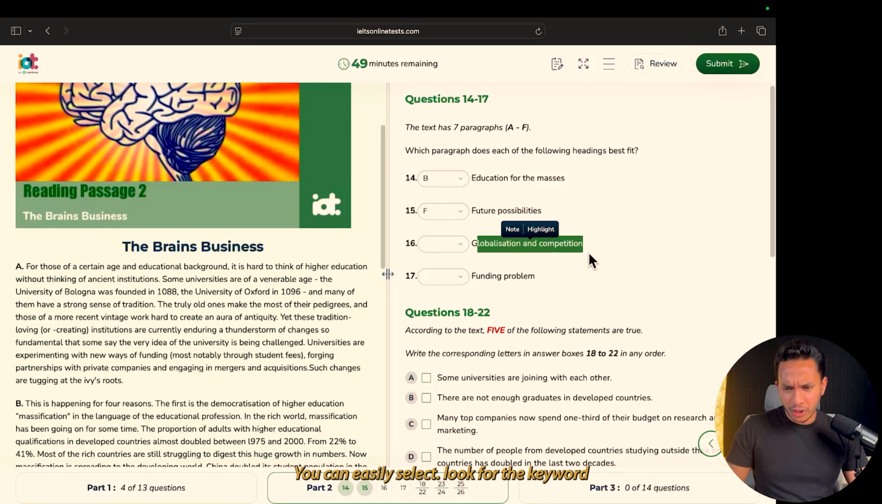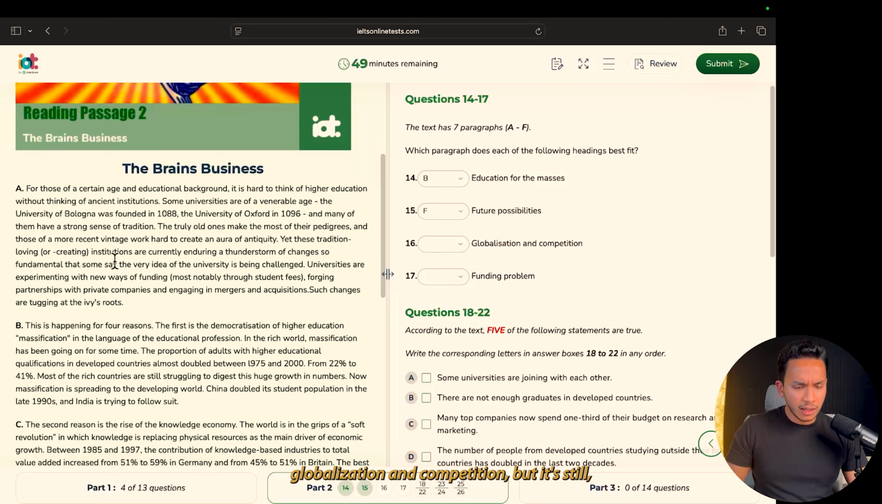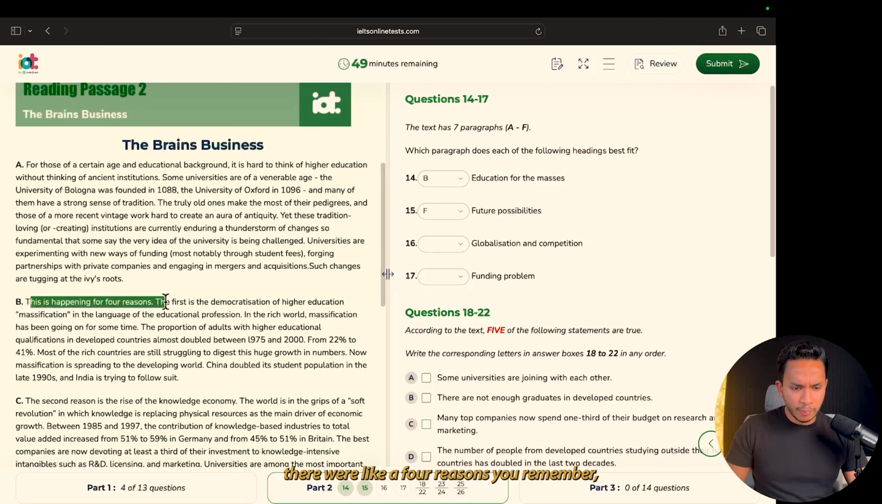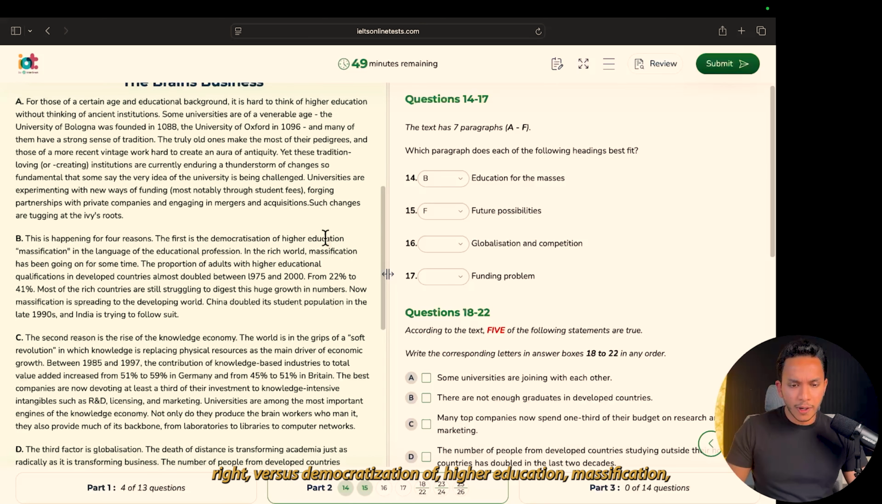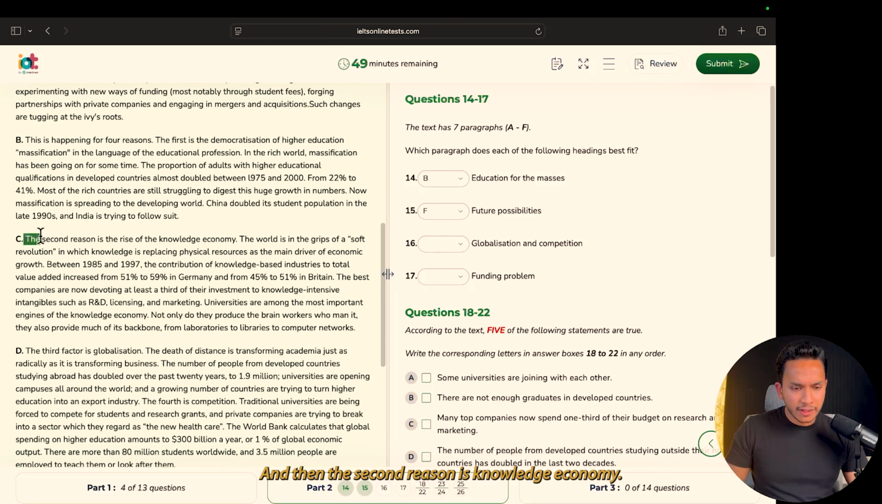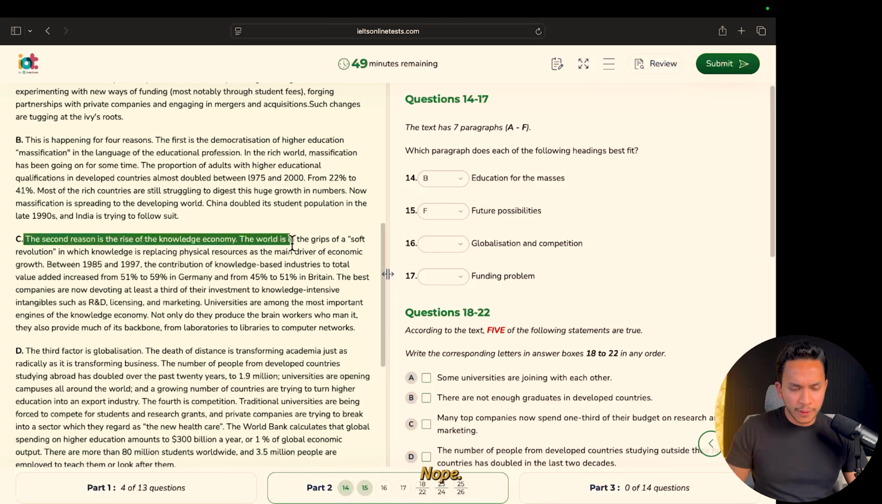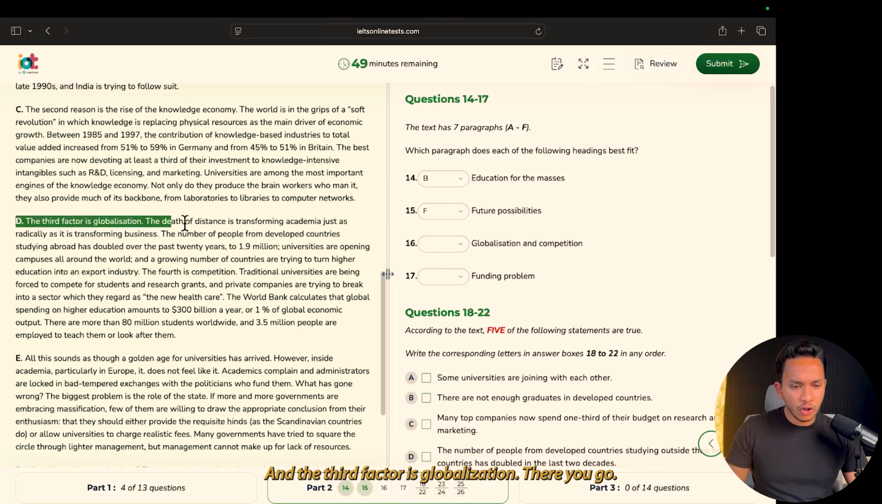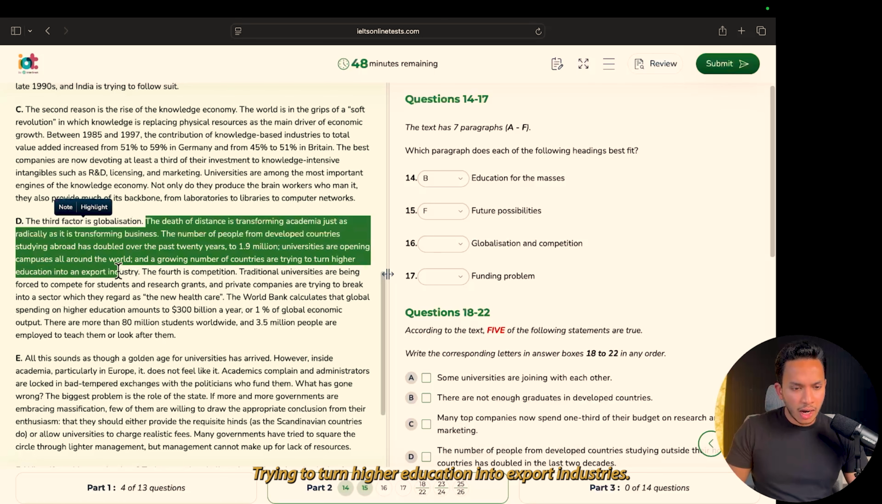Globalization and competition, you can easily see, look for the keywords globalization and competition. But still there were four reasons, you remember, right? First is democratization of higher education, massification, so nope. And then the second reason is knowledge economy, nope. And the third factor is globalization. There you go. Now select and dive deeper. Trying to turn higher education into an export industry. The fourth is competition. There you go.